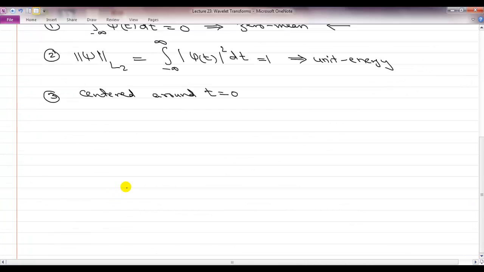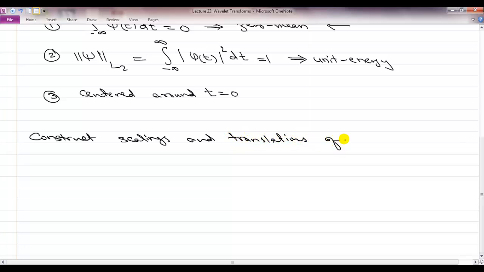Okay. So once you are given the mother wavelet, you basically generate all possible functions that you will be dealing with. So you construct scalings and translations of the mother wavelet to generate a wavelet dictionary.